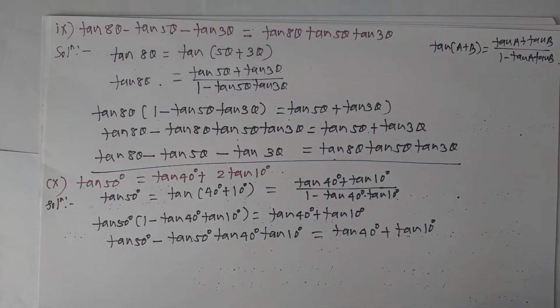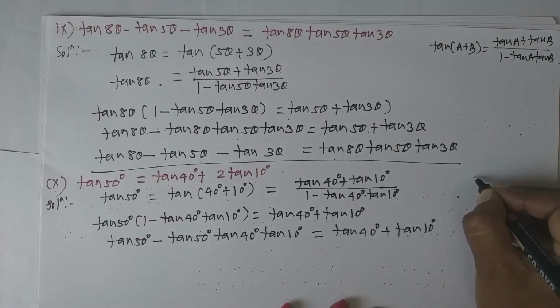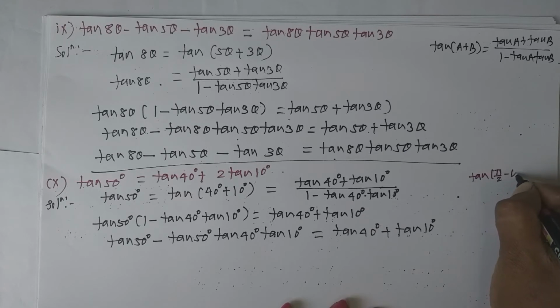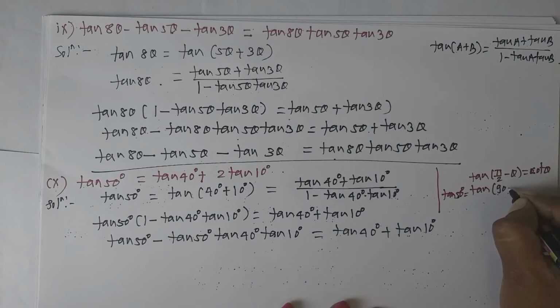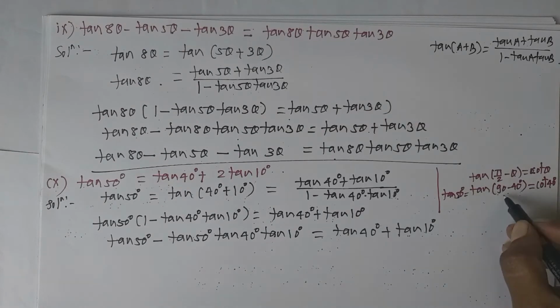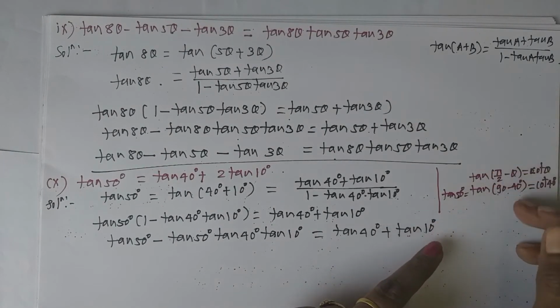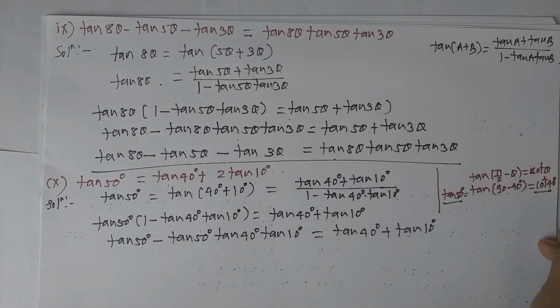Now we have learned one of the formulas in our previous lecture, that is one of the results: tan pi by 2 minus theta means cot theta. Okay. Now I can write this tan 50 degree. Tan 50 means tan of 90 minus 40. And see here, tan pi by 2 minus theta means cot theta. This is cot 40 degree. Means instead of tan 50, I can write cot 40 degree here.